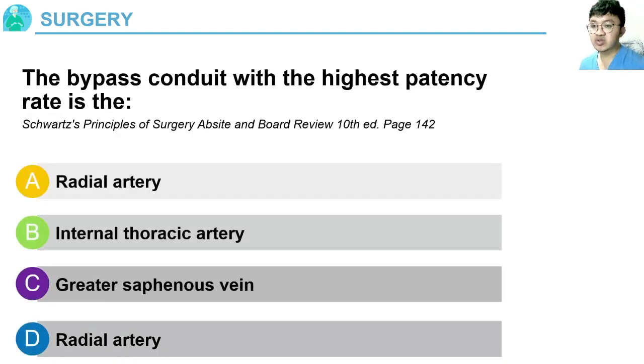Next, the bypass conduit with the highest patency rate is it A, radial artery, B, internal thoracic artery, C, greater saphenous vein, or D, radial arteries. These vessels are actually used, the four of them. However, the one with the highest patency rate and is most preferred is the internal thoracic artery, otherwise known as your internal mammary artery. Okay.